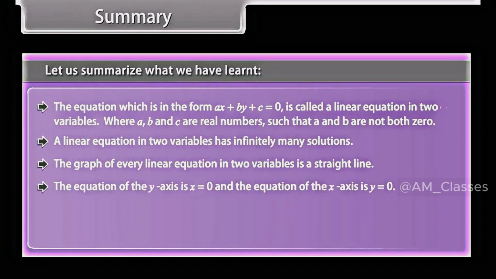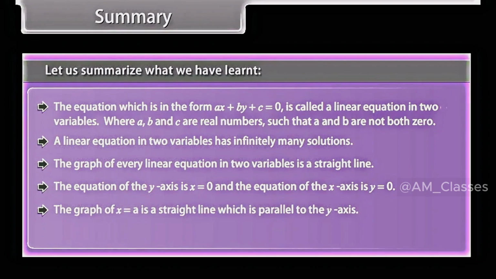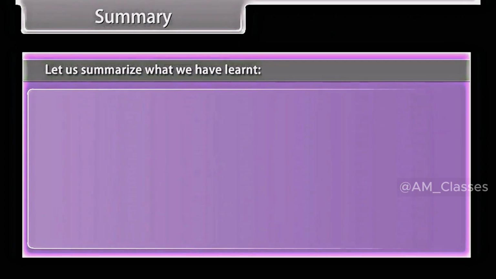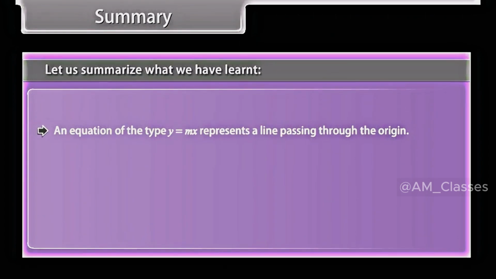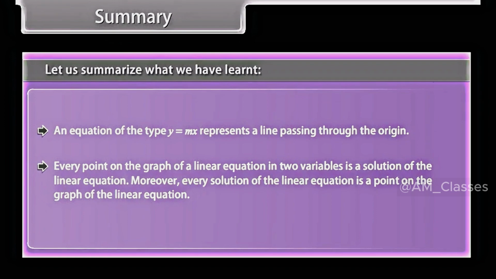The equation of the y-axis is x is equal to 0 and the equation of the x-axis is y is equal to 0. The graph of x is equal to a is a straight line which is parallel to the y-axis. The graph of y is equal to a is a straight line parallel to the x-axis. An equation of the type y is equal to mx represents a line passing through the origin. Every point on the graph of a linear equation in 2 variables is a solution of the linear equation.